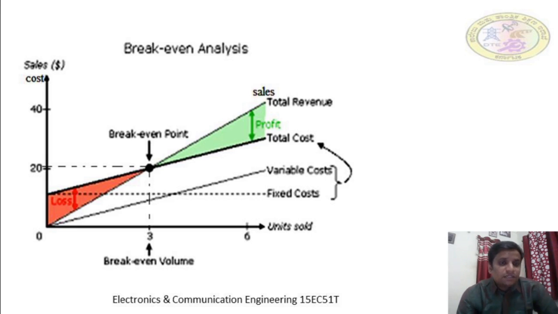Units sold are taken as the x-axis, and cost and sales are taken as the y-axis. The increasing graph shows the total revenue, and the sum of fixed cost plus variable cost gives the total cost. At this particular point there is no loss and no profit. That is the break even point. If profit increases, it goes above the break even point. If the company incurs a loss, it is below the break even point.